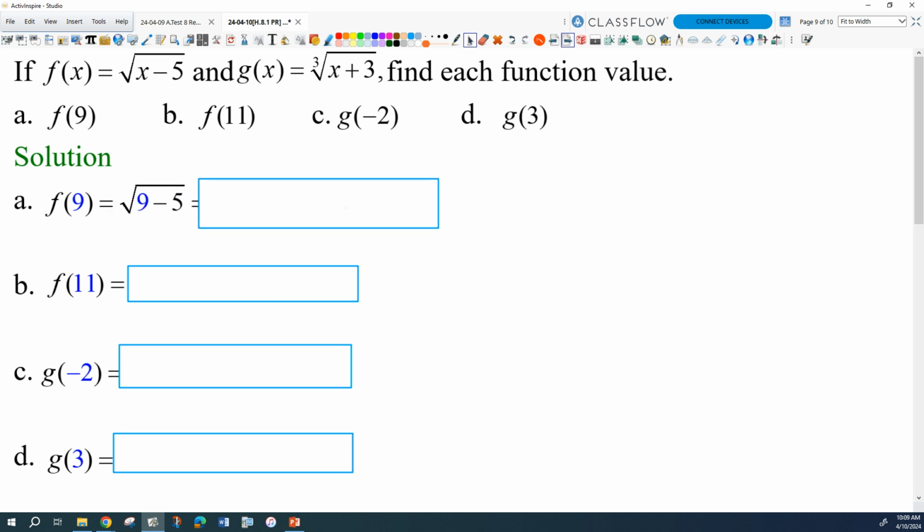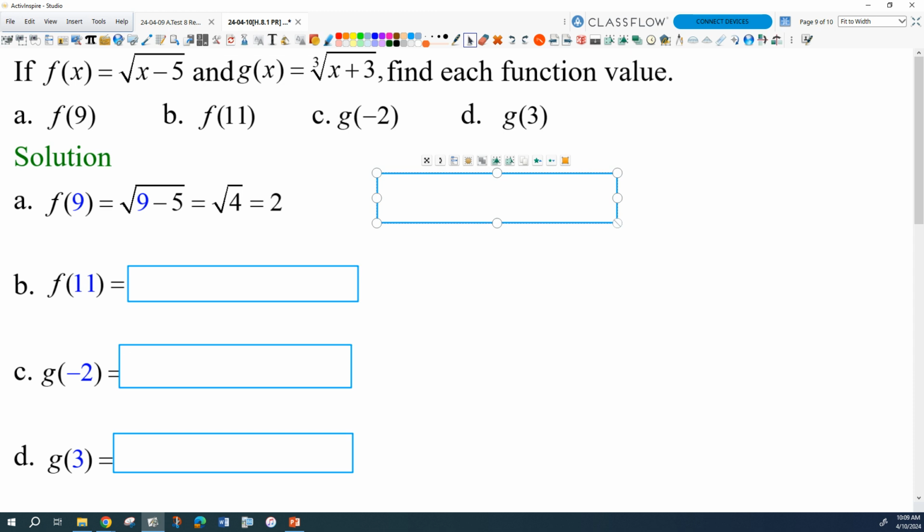Yeah. It's 2. How come? Well, because the square root of 9 minus 5, by PEMDAS, I'll work inside my implied parentheses, implied grouping symbols. The square root groups everything inside. Square root of 4, 2. Okay, how about f of 11? Square root of 6, and I can't go any further, can I? Right?